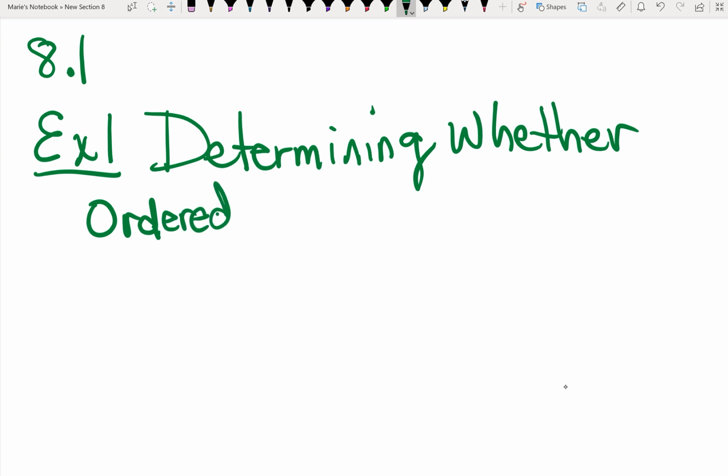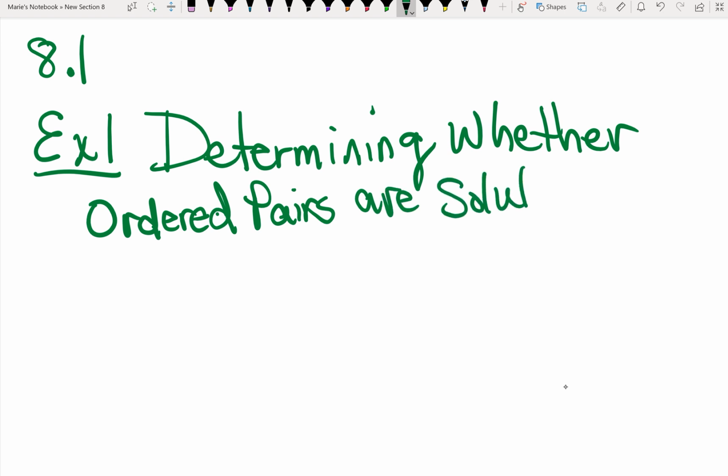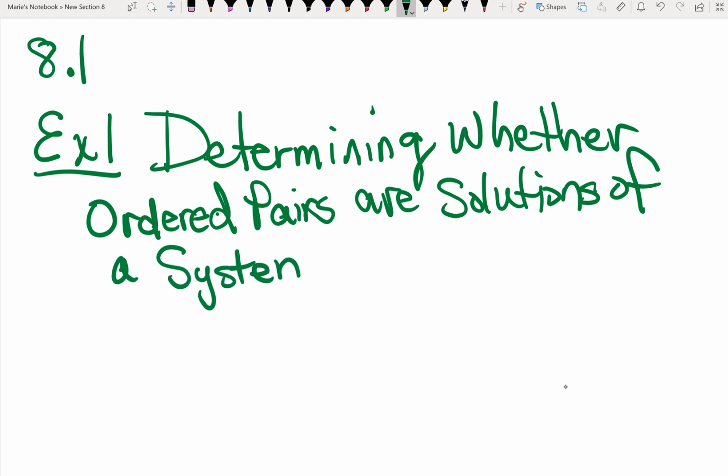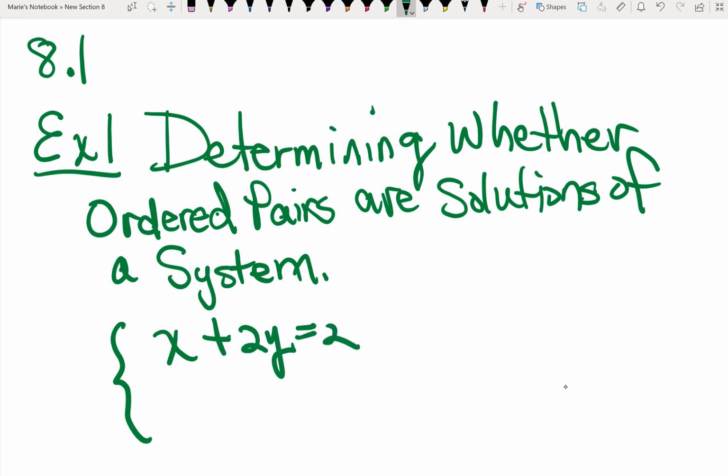Determining whether ordered pairs are solutions of a system. So this is basically substitution and a little bit of math. Very lengthy description of something that's so easy. So we consider the system. This is a system. It's basically a linear system where you have two values or two linear equations, just like that.